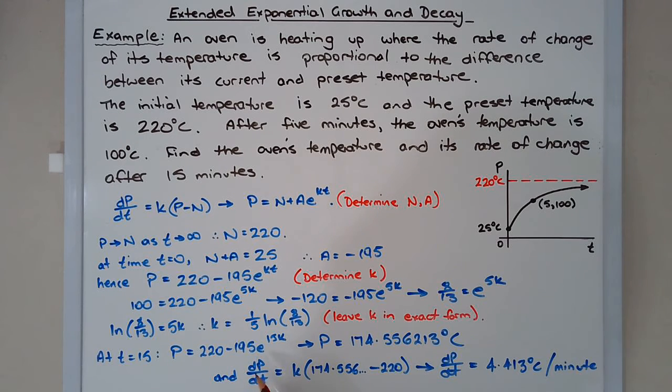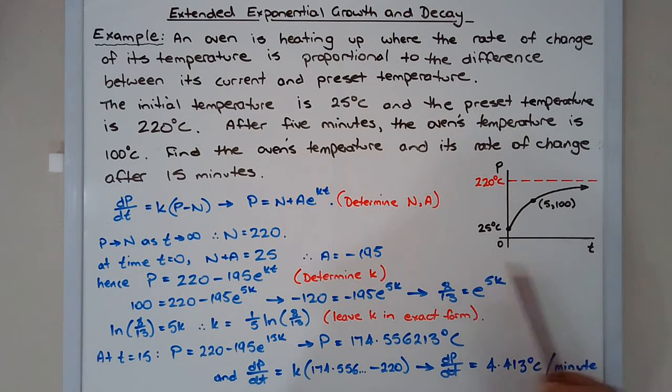And the rate of change of temperature with respect to time at that point is equal to k multiplied by 174.556213 minus 220, and we get dP/dt equals 4.413 degrees Celsius per minute.